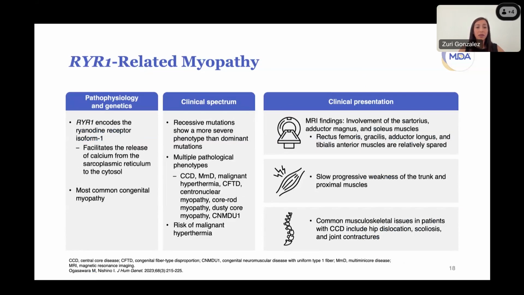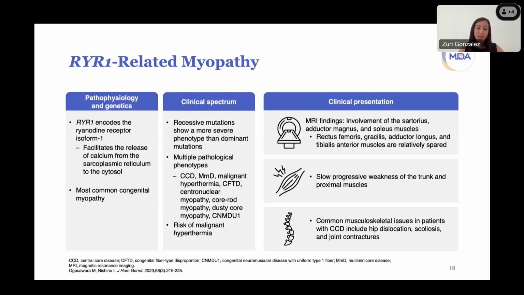RYR1 encodes the ryanodine receptor isoform 1, and is the one that is in charge of facilitating the release of calcium, maintaining the homeostasis within the fiber. Usually recessive mutations are going to have a severe phenotype, and the pathological phenotypes are many, ranging from central core, multi-minicore, malignant hyperthermia, congenital fiber type disproportion, and the other ones that we have listed here. And this would be the group of patients that will have a higher risk of malignant hyperthermia.